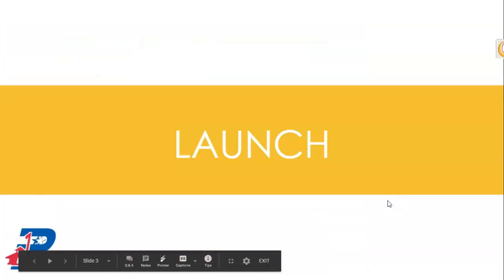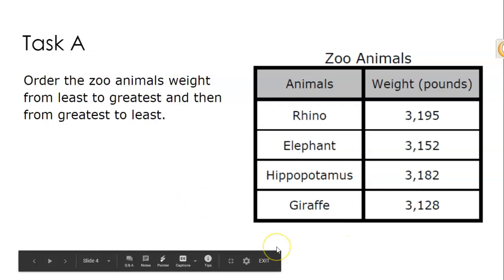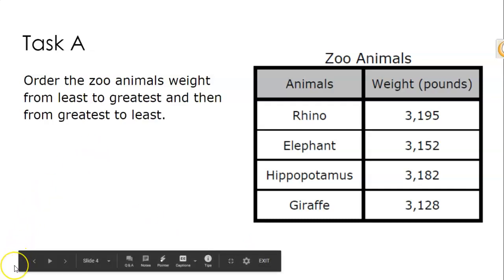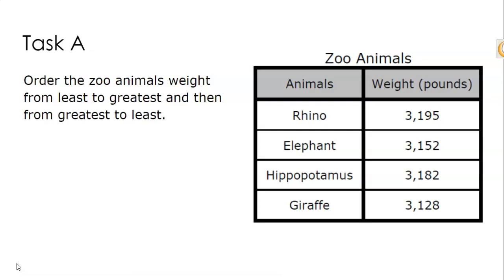Okay, so we're launching our lesson today on comparing and ordering numbers. We have task A. Order the zoo animals from least to greatest and then from greatest to least. So you have zoo animals in a chart over here, with animals on the left and weight in pounds on the other. So you're going to order them first from least to greatest, and then second from greatest to least. So pause your videos, work this out on paper, and I will be back with you in a minute. When you're ready to start, resume.